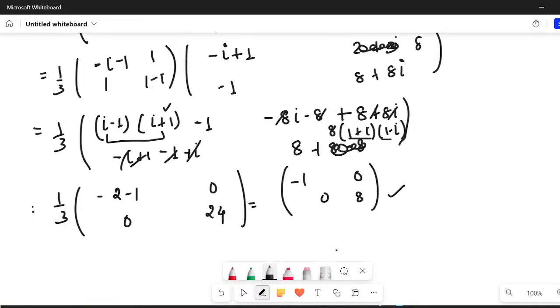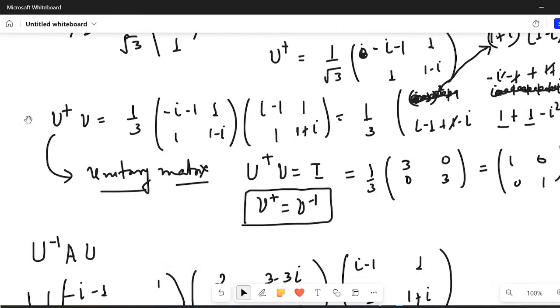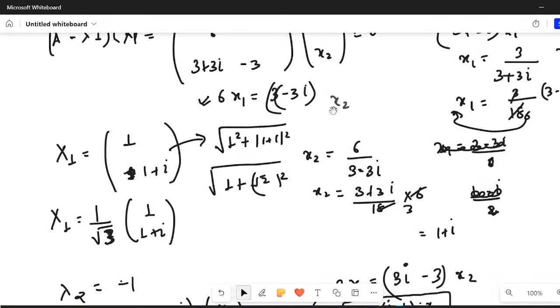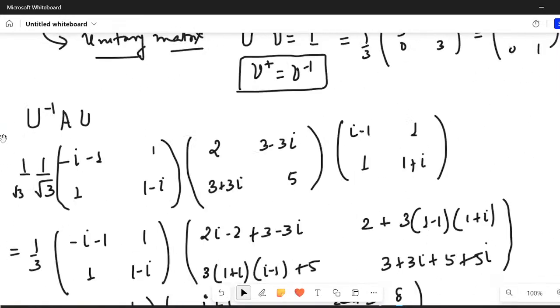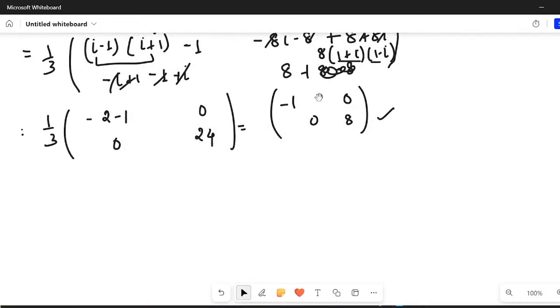This is what your matrix is. And I know that the eigenvalues for A were, I think, minus 1 and 8 only, right? Minus 1 and 8. Yes. So clearly, with the help of a unitary transformation, we are able to diagonalize the Hermitian matrix given to us. Okay, so I hope this makes my point clear that for a Hermitian matrix, always remember you need a unitary transformation in order to diagonalize the matrix. I hope it is clear now.